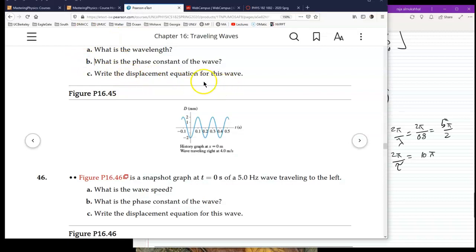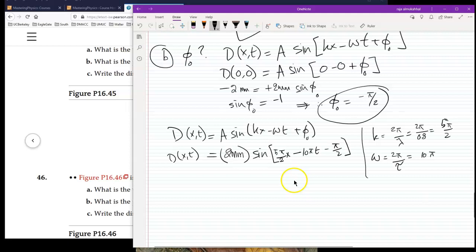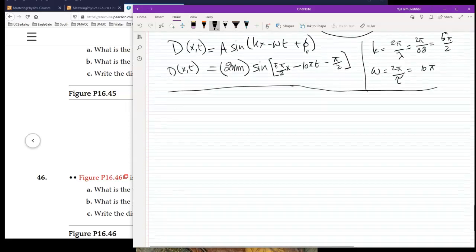Write the displacement equation. It's a constant value and so on. Okay? Let me tell you what the meaning of this phase constant is. I keep forgetting to mention that. Let me explain it to you with an example. Let's say I have a pendulum, and this pendulum is oscillating.